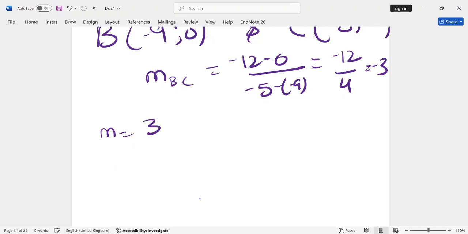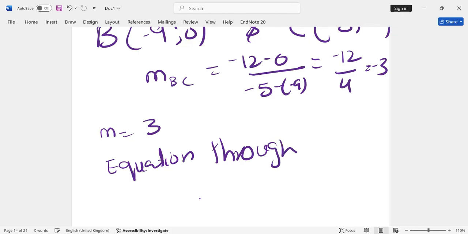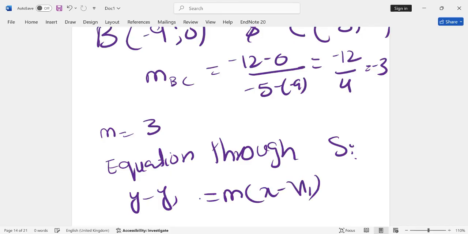Now the equation through S using y minus y1 equals m into x minus x1. So y minus minus 2, and 3, with m equals minus 3.